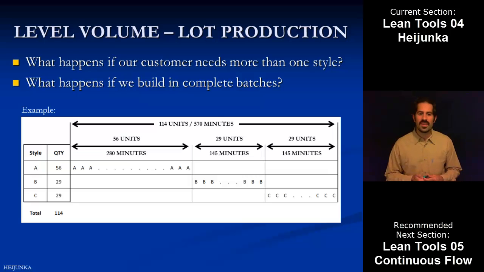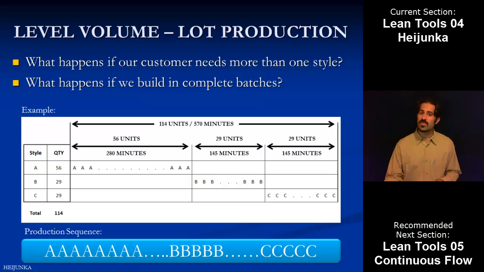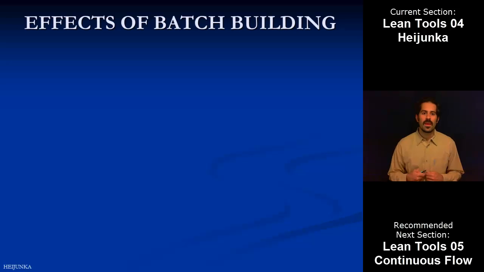So we'll mock that up in an example, and here essentially we're saying out of our 114 units, we'll run 56 of type A, 29 of type B, and 29 of type C. And our production sequence is just batch. All A, then B, then C, and then we're done. And so what are the effects of that, though? That's really what we want to understand in terms of how we're trying to balance.